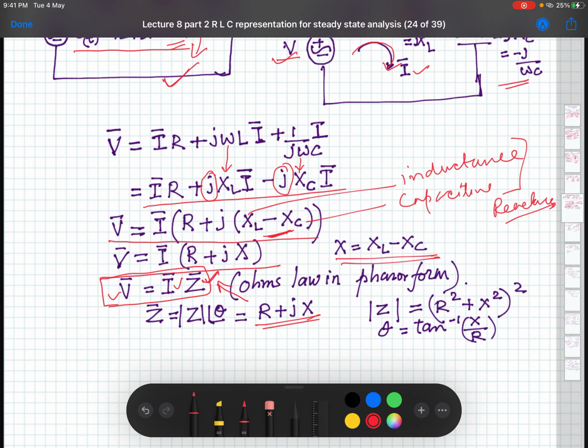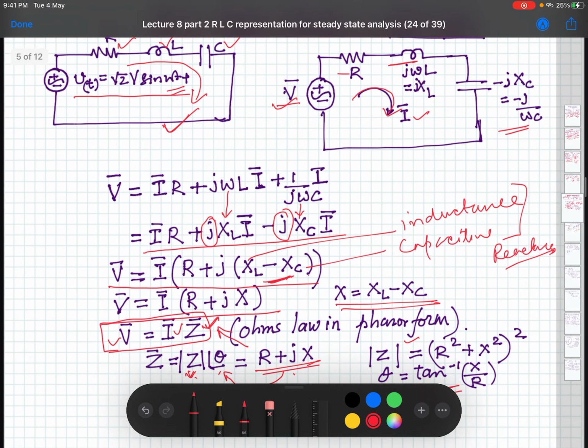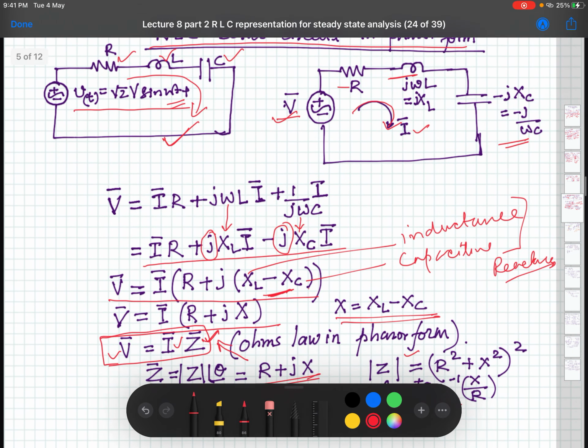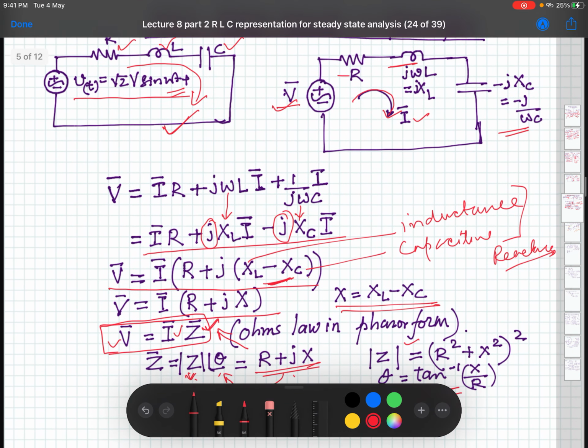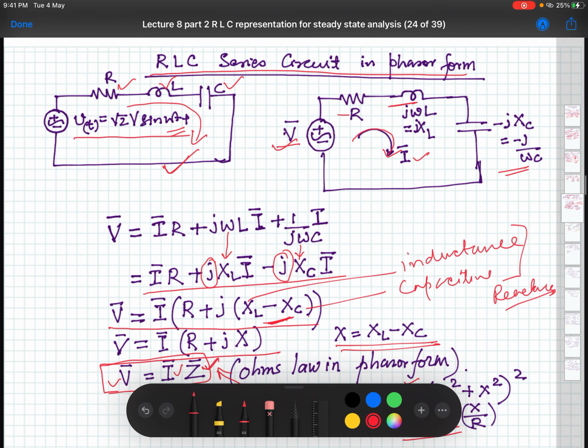That is what Z is, and this complex quantity can be written in the form of magnitude and angle. So Z is the magnitude |Z| and theta, and this is R plus jX, and the magnitude Z is the square root of R square plus X square, and theta can be calculated this way. So this representation allows us to write the equation in a very simple form and analyze circuits having sinusoidal sources.